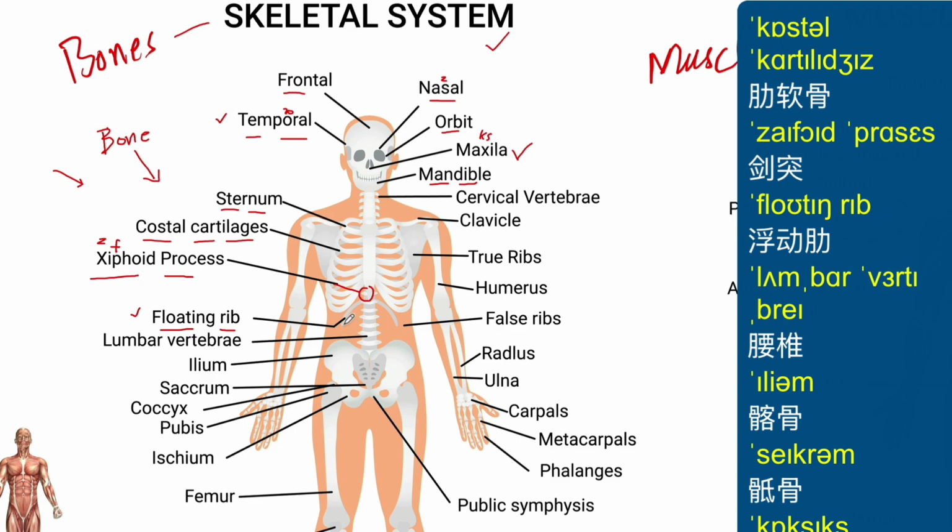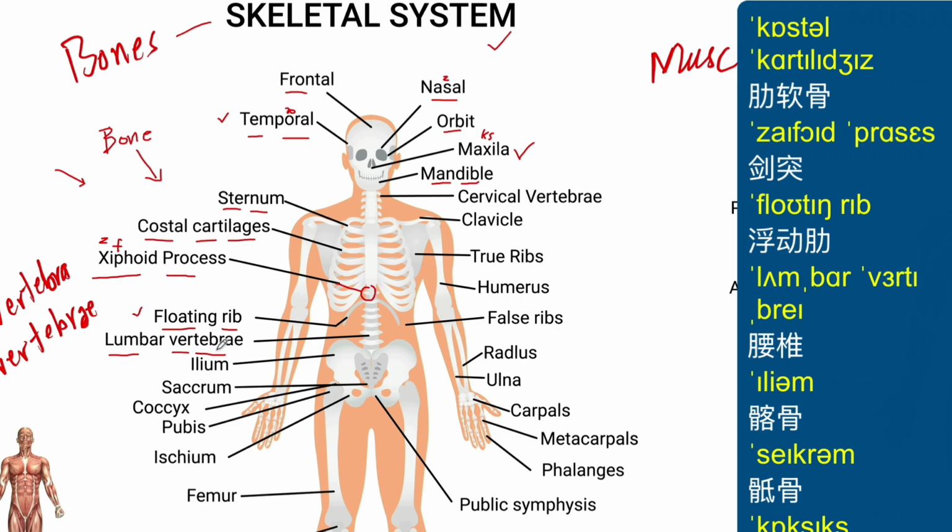And this is a floating rib. Floating rib means rib in the air. Floating rib. And this one is lumbar vertebrae. Like we have several vertebrae from here to the top. So one we call it vertebra, and multiple we call it vertebrae. V-E-R-T-E-B-R-A, vertebra. And several we call it vertebrae, alright? Lumbar vertebrae.